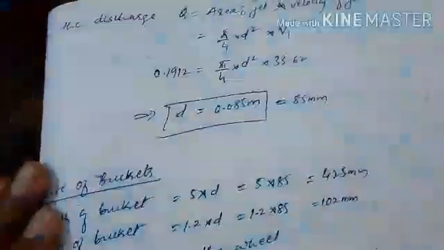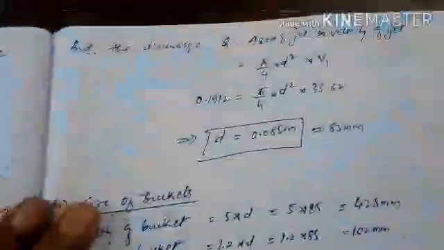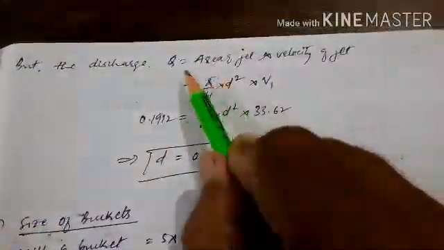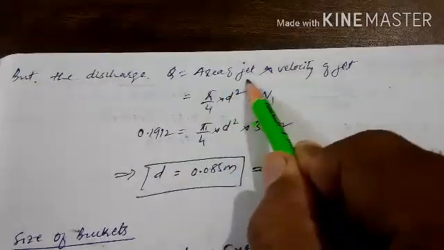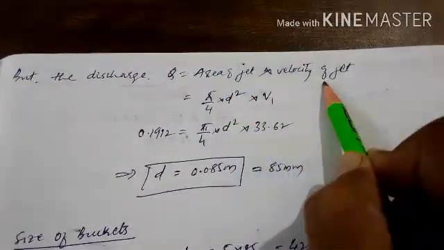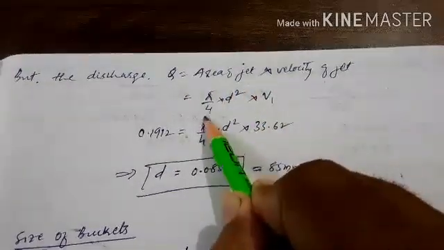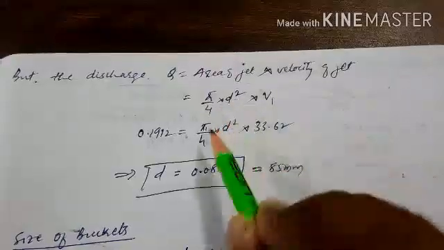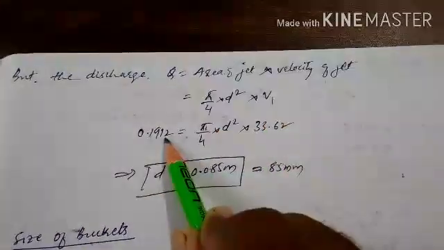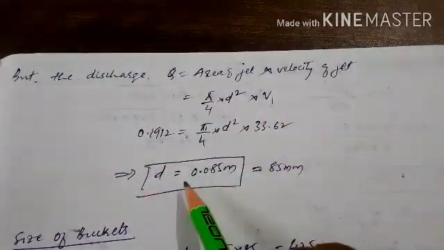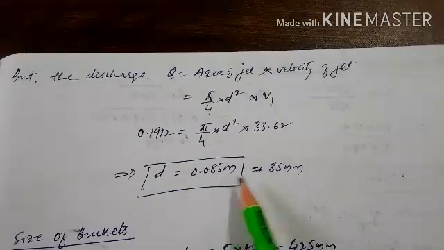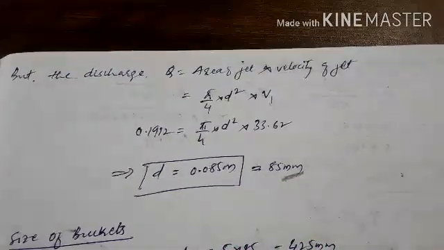So once we get the value of Q, next you have to calculate the diameter of the jet. We know the formula Q equal to area of jet into velocity of jet. The area of jet can be given as π by 4 into d square, into v1. Substituting the value of Q here, we get the diameter of jet as 0.085 meter, that is 85 millimeter.